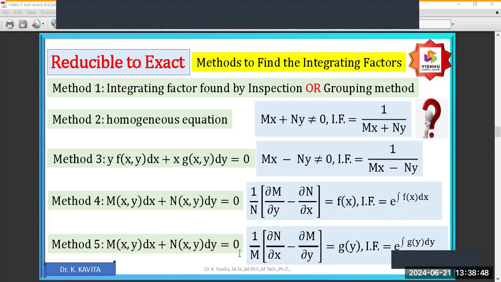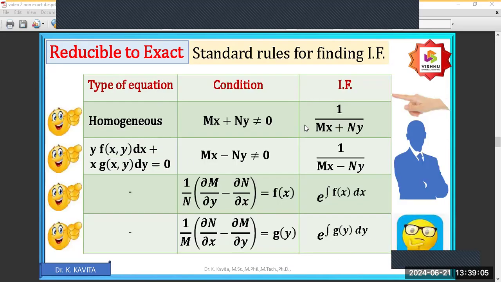And the method for M dx + N dy = 0, where M is small: then (1/M)(∂M/∂x - ∂N/∂y) = g(y), and here I.F. = e^(∫g(y) dy). Here the function is of y alone. So these are all the methods, conditions, types of equations, and I.F. that we just discussed. These are equations reducible to exact differential equations, also known as standard rules for finding I.F. You can observe that in every method, the I.F. plays a vital role in getting the general solution.